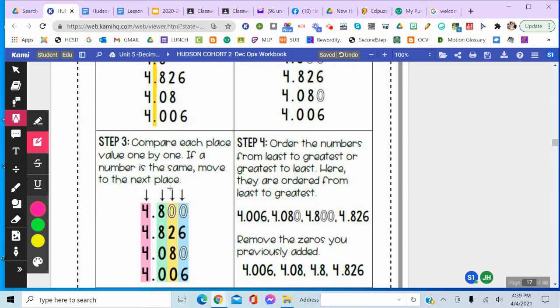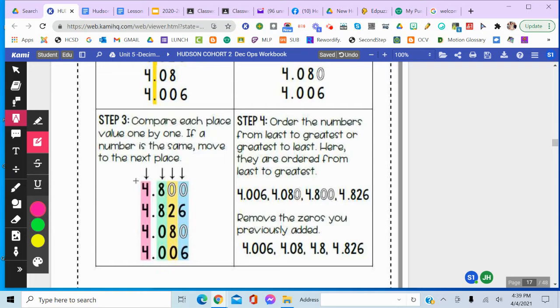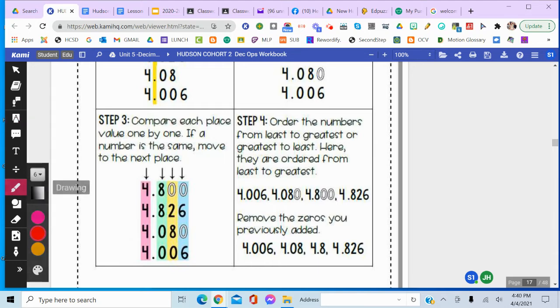Then what you do is you compare each place value one by one. If a number is the same, you move to the next place. So obviously they're all 4s here. That doesn't really help us, so we're going to move to the next place values. Now when we get to the tenths place, we can see that we've got 2 that have zeros and we've got 2 that have 8s. So we now know that these 2 are going to be bigger than these 2 because they have an 8 in that place value of tenths.